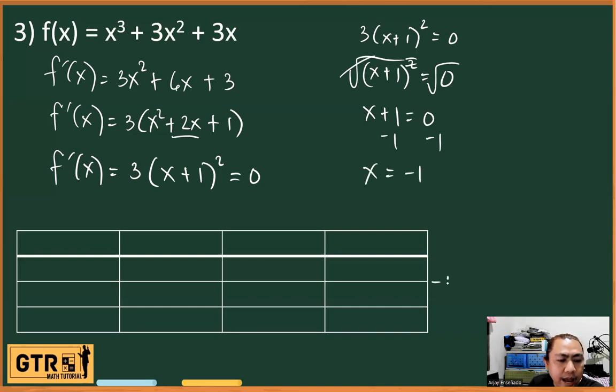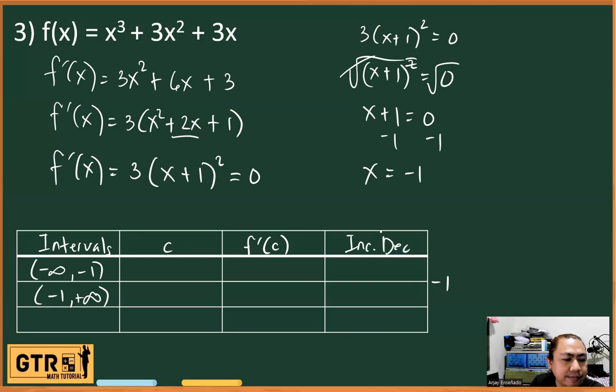So therefore, we only have two subintervals: negative infinity to negative 1, and then negative 1 up to positive infinity. So these are our intervals. Then choose the test number, and then f prime of c. Then this is the remarks, increasing or decreasing. So we can use, let's try negative 5. And then for this one, try 0. So if 0 is available, always use 0. Pinakamadali yan.